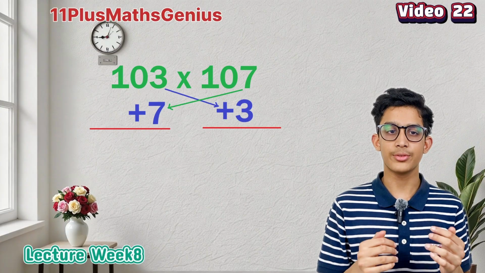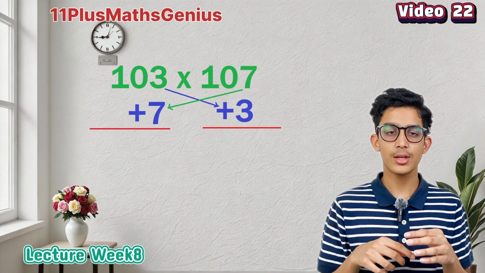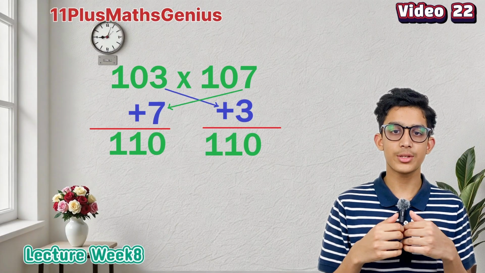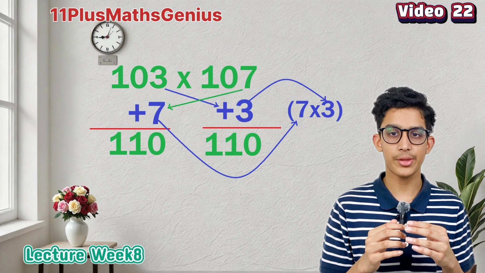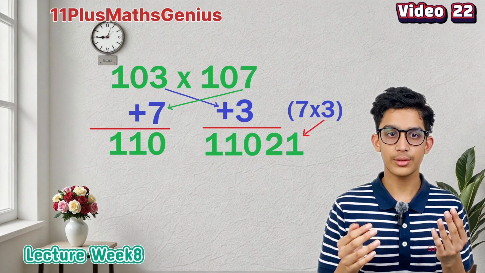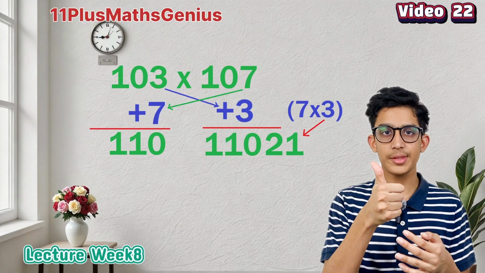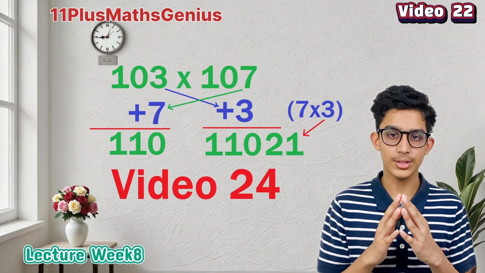Alternatively, 107 has 7 ones. If we add 7 to 103, we get 110. Next, we multiply 7 by 3, and we get 21. Put it in front of 110, and that's the answer. For more details, please see video 24.